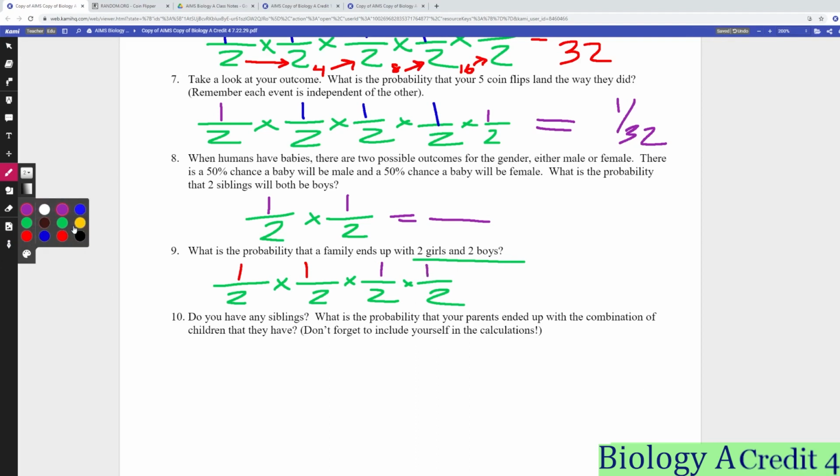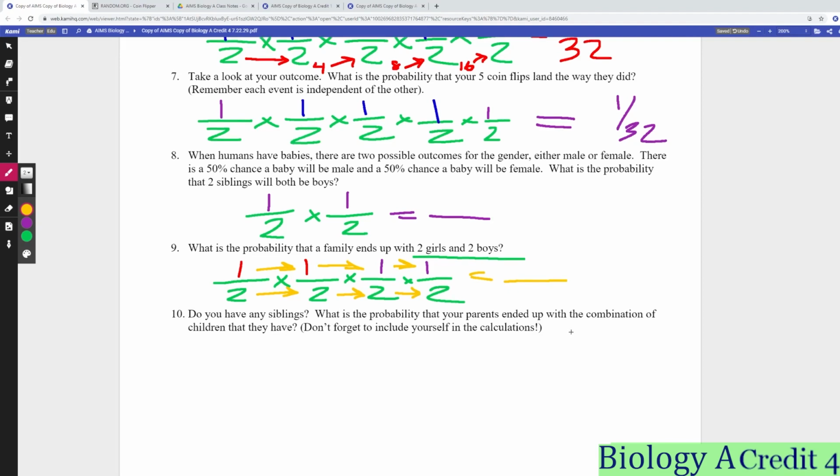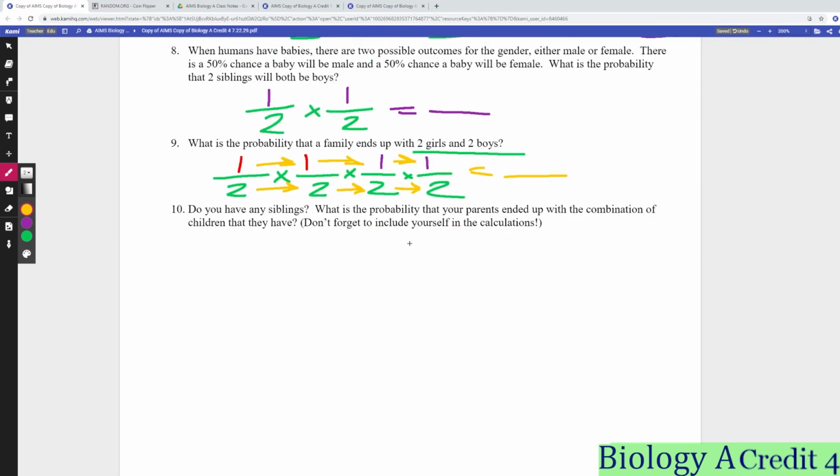We had 2 girls, 2 boys. Remember, we're going to do the same thing again. We're going to multiply the bottoms, and we're going to multiply the tops to find our probability fraction. I'm going to have you guys try that one out. And then finally, this one's about you and your family. What is the probability of the amount of siblings and that outcome?